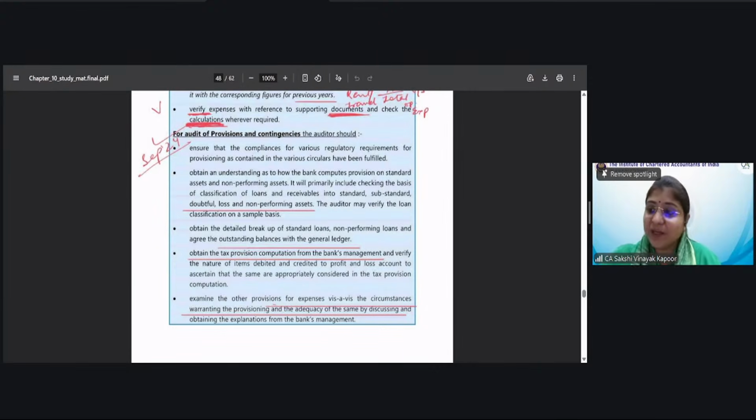Then you will see to the other expenses. Like any other expense, you will see whether the provision for expenses like your rent has been provided for or not. How will you see? You will see the provision made for the month of March, year end, March rent provision made. You ask for the rent agreement and then you verify these two, whether the provision made for the month of March is as per the agreement or not.